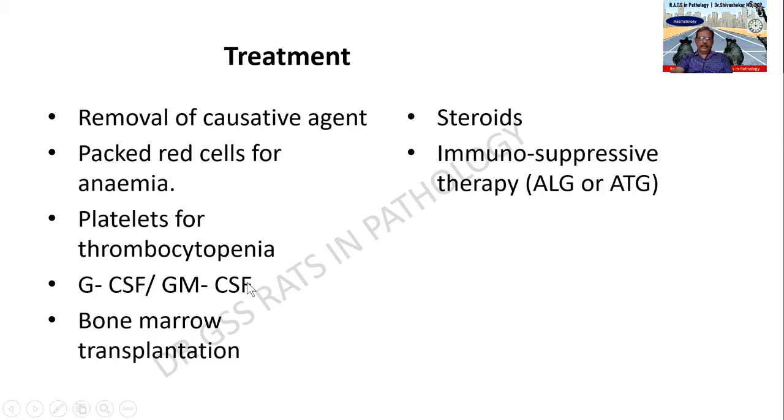And sometimes, in order to stimulate the granulocytes, you will be giving the colony stimulating factor for the granulocytes and monocytes. So all these are the modes of treatment. However, many a time it is a failure, wherein bone marrow transplantation is the ultimate method of treatment. Steroids can be given, and there has to be immunosuppression.